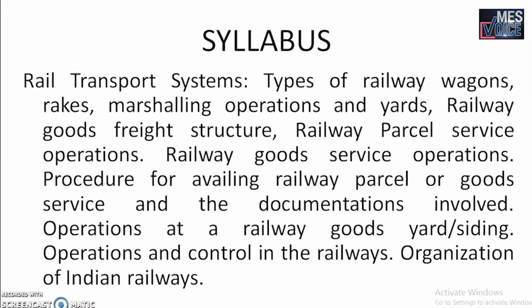The rail transport system comprises these topics, which explain the types of railway wagons, the marshalling operations and yards, and how the goods freight structure is designed in the railway. Then come the railway parcel services and the documentation processes in the railway transport system.